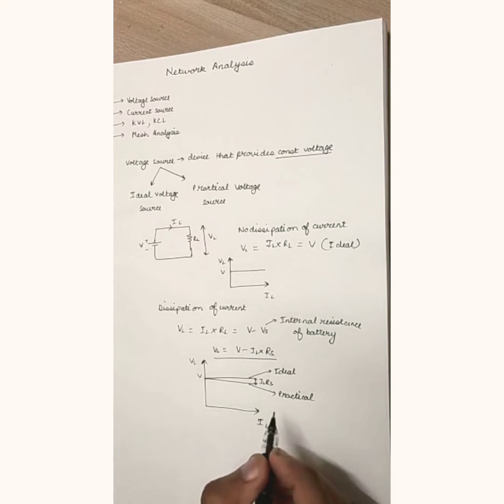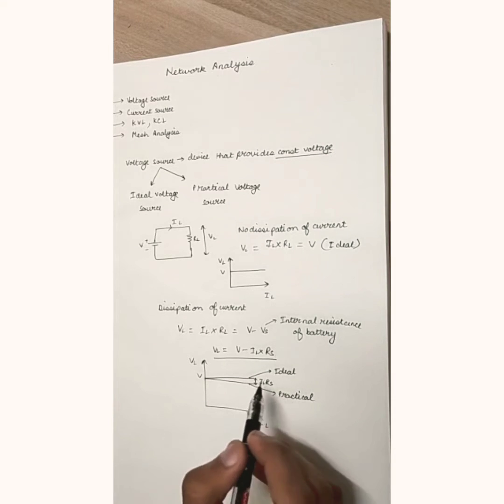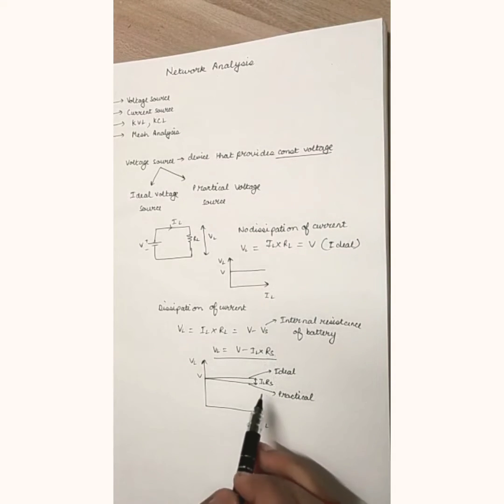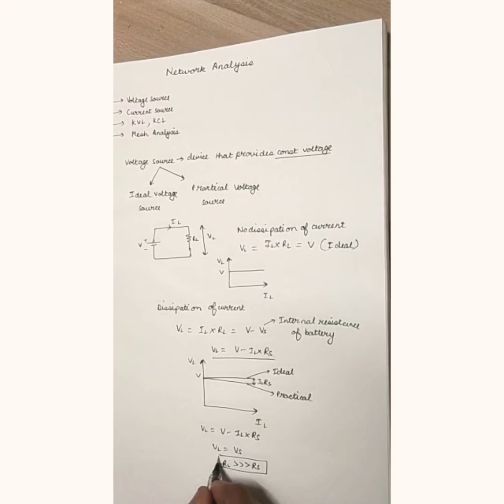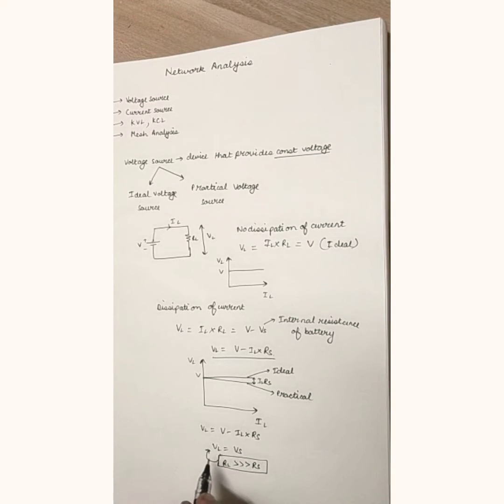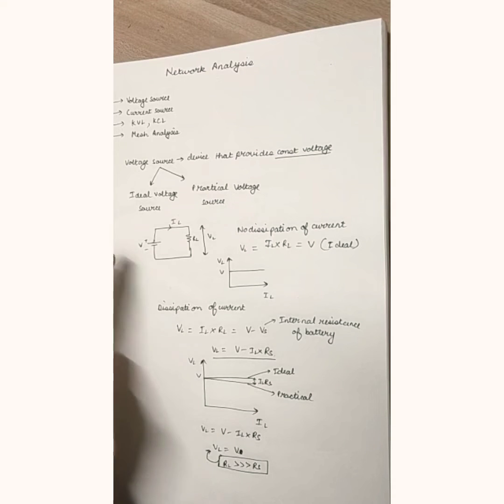In most of our cases, we will be considering an ideal voltage source, without any dissipation. But if in the question it is mentioned that there is some internal resistance, then we will be considering the IL into RS term as well. Now if we see from this equation, VL equal to V minus IL into RS, to make VL equal to V, what we can do is increase the external resistance to be very much greater than the internal resistance. In this case, the voltage across the RL resistor will be equal to the voltage applied by the battery.